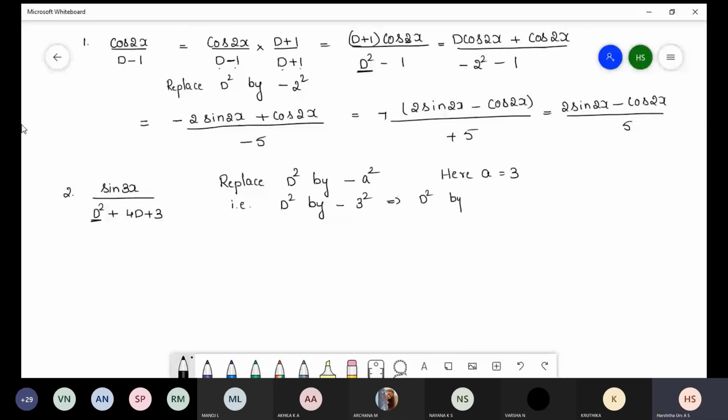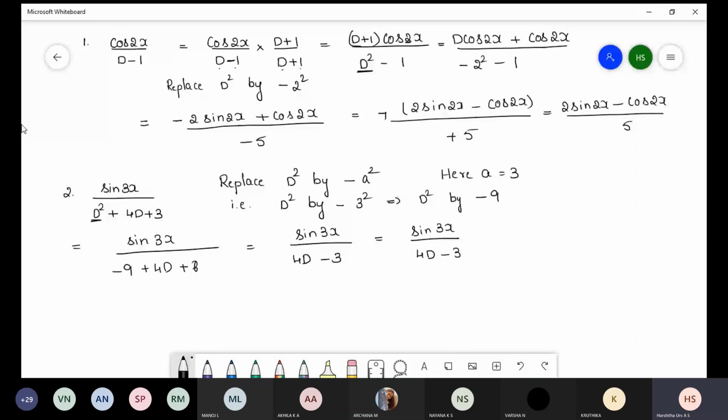So here we can write sine 3x divided by, in the place of D square I write minus 9, plus 4D plus 3 as it is. Again sine 3x divided by 4D, minus 9 plus 3 is minus 6. Again for this term we have to do the rationalization, that is 4D minus 6.